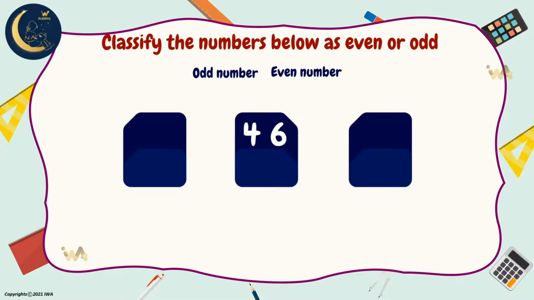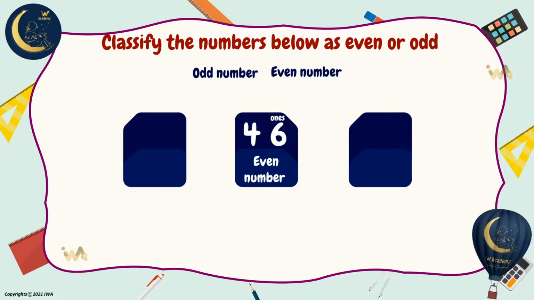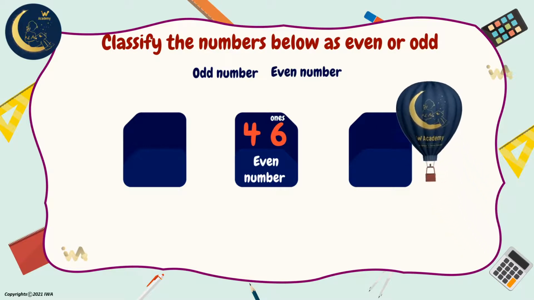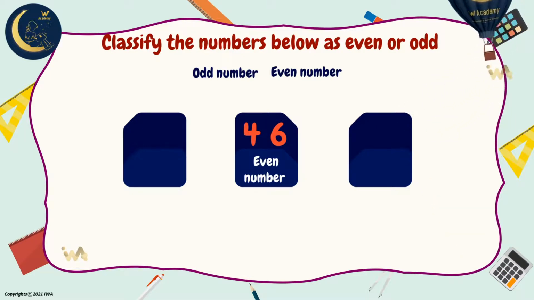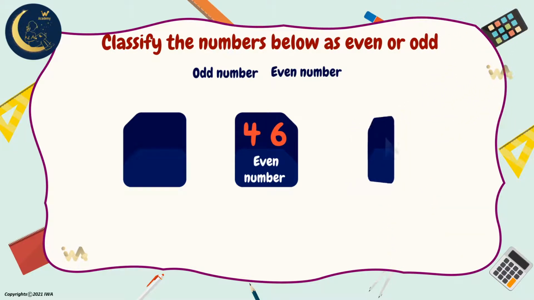Is it an even number or odd number? What do we do to find out? Correct. We will look at the ones place, which has a 6. Is 6 an even number or odd number? Great job, an even number. So 46 is an even number. Great. Now let's try this card.